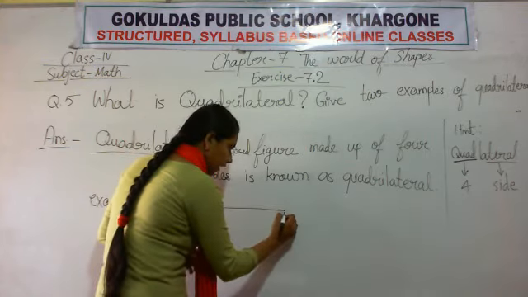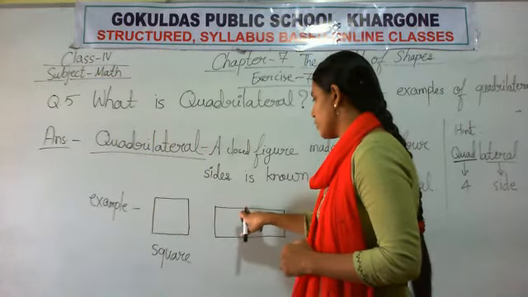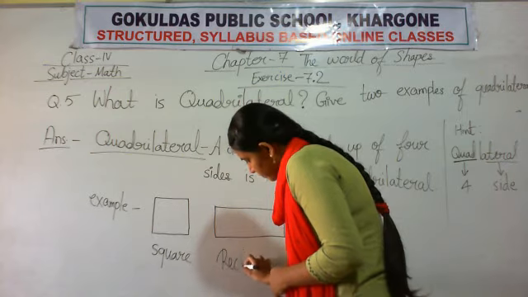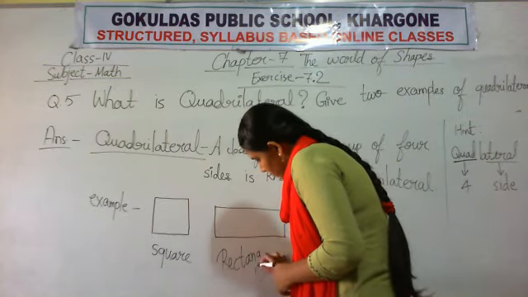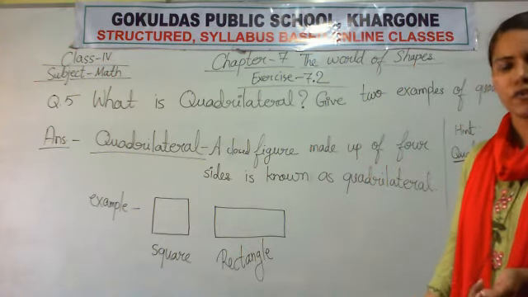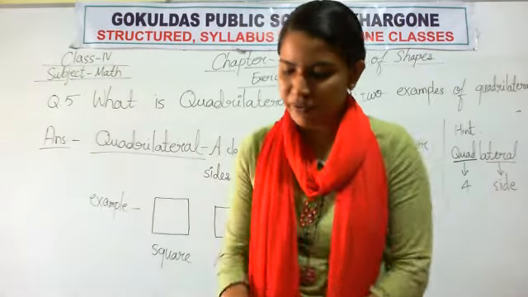A plane figure, rectangle. This figure is also made up of 1, 2, 3 and 4 sides. Its name is rectangle. So square and rectangle can be examples of quadrilateral. So question number 5 is over here.